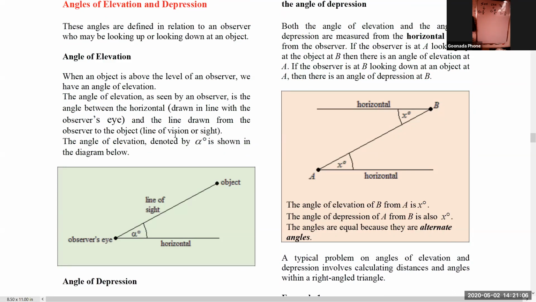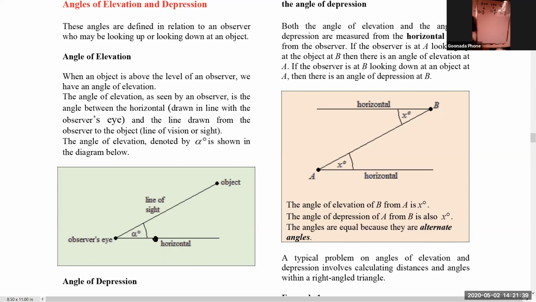The angle of elevation, as seen by an observer, is the angle between the horizontal, as you can see with the line here, and the line drawn from the observer to the object, which is the line of vision or sight. The angle of elevation, denoted by let's call it A, but it's alpha, is shown in the diagram. Everybody okay with angle of elevation?